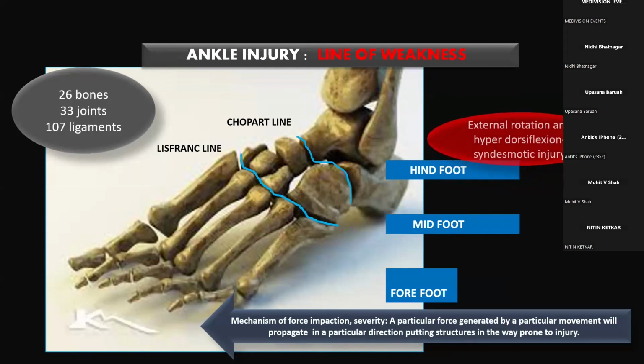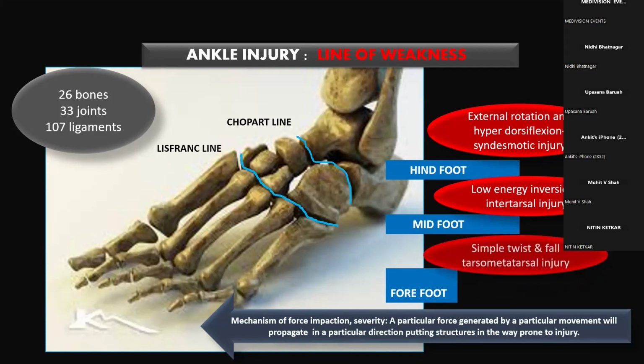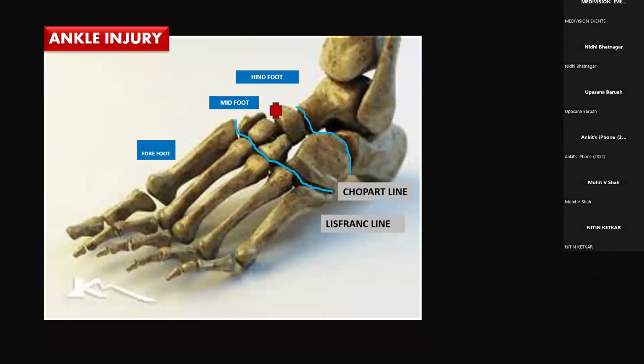The syndesmosis or high tibiofibular injury can be caused by external rotation and hyperdorsiflexion. The hindfoot and midfoot injury is usually caused by low energy inversion or intertarsal injury, and the forefoot injury can be caused by simple metatarsal injury. So they categorized the injuries into category 1, which contains the classic orthopedic fractures.